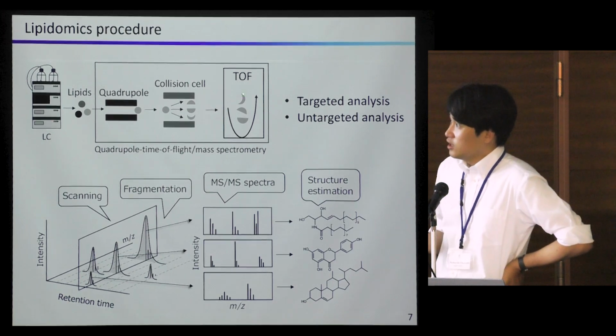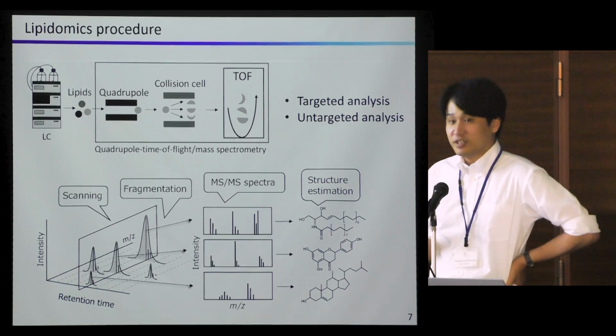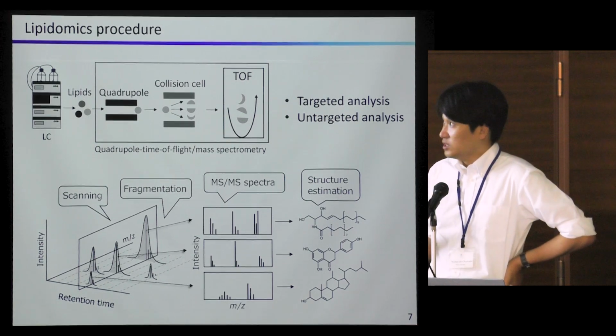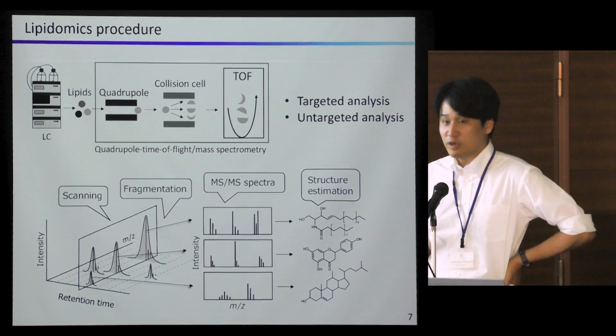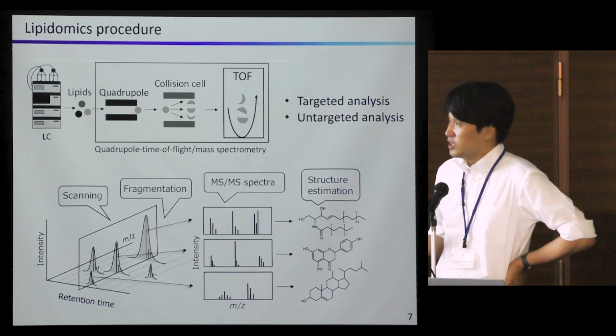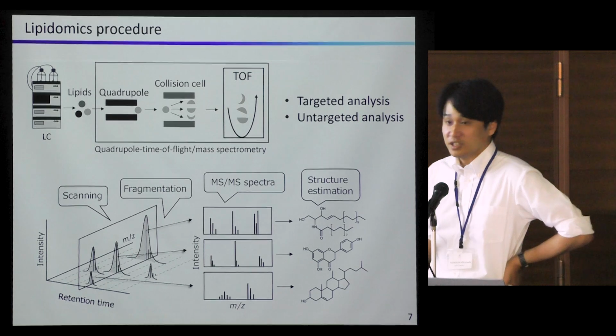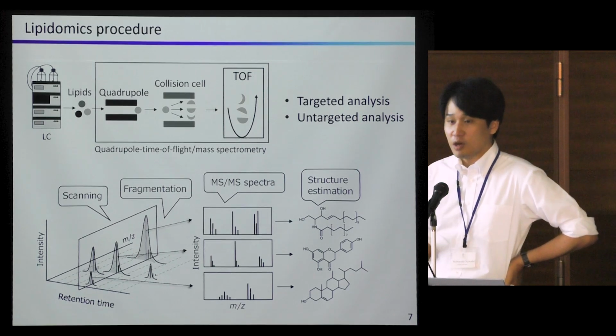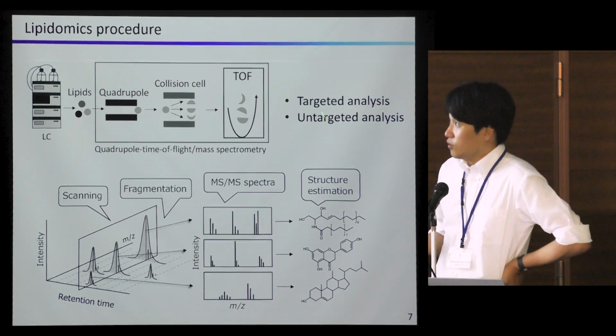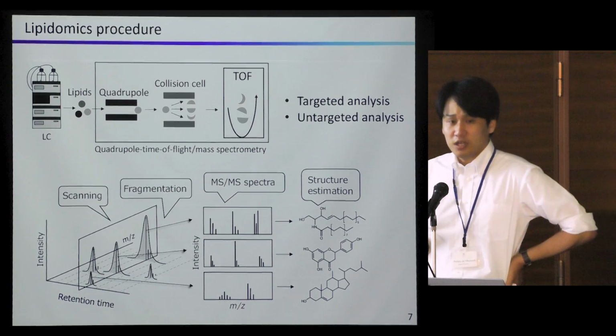So currently, there are two ways of lipidomics. The first one is targeted analysis. This means the analysis is for known metabolites only. So this is very easy, high throughput, and high accuracy. But this targeted analysis may miss unique metabolites. So I'm working on the untargeted way.